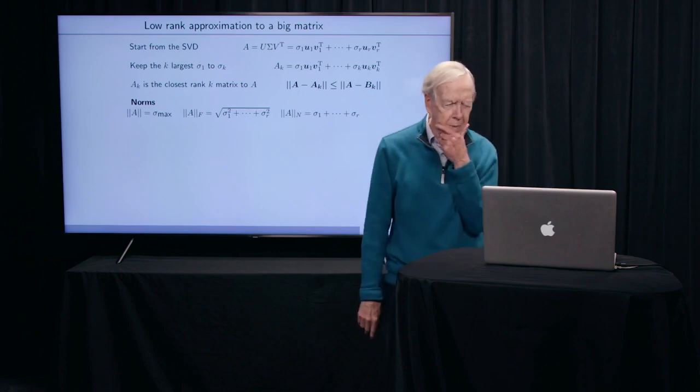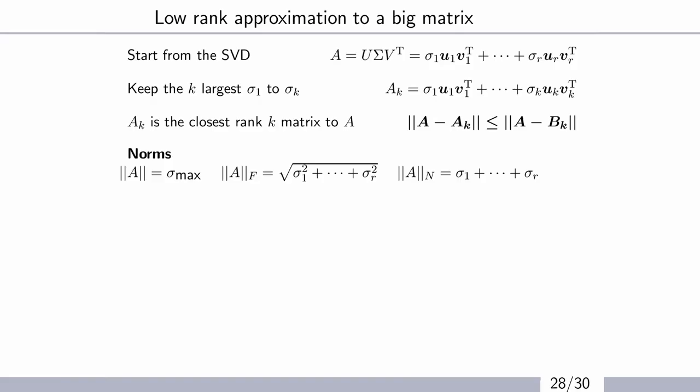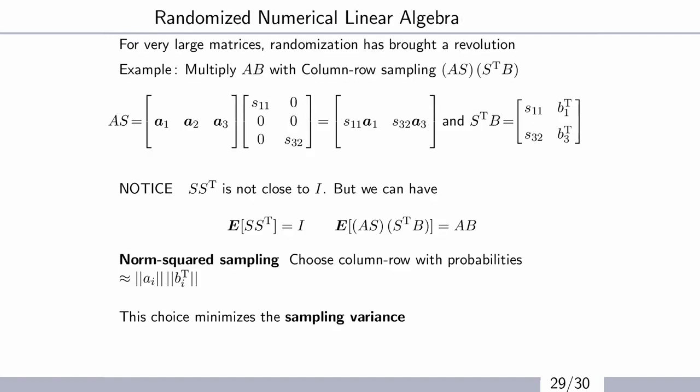Here's what you do if the matrix is just totally enormous. Too big to multiply, too big to compute. Then you randomly sample it. Maybe the next slide even mentions that word, randomized numerical linear algebra. So I'll go back to this.